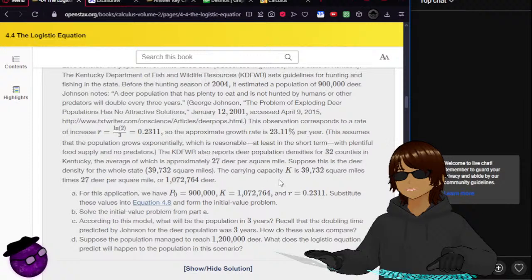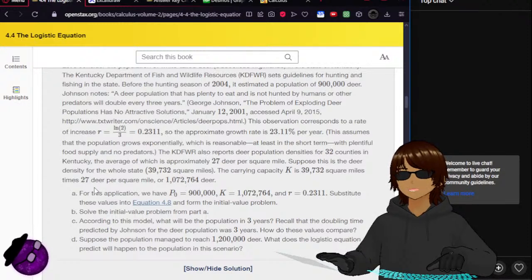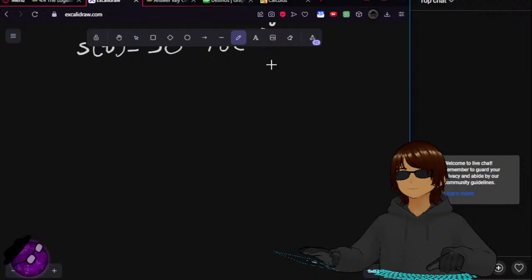The carrying capacity K is 39,732 square miles times 27 deer per square mile, or 1,072,764 deer. For this application, we have initial population 900,000, K is 1,072,764, and R is 0.2311. Substitute these values into equation 4.1 and form the initial value problem. So let's see.